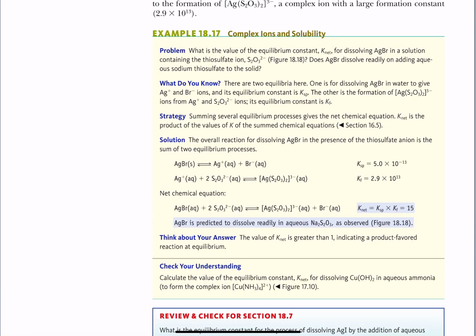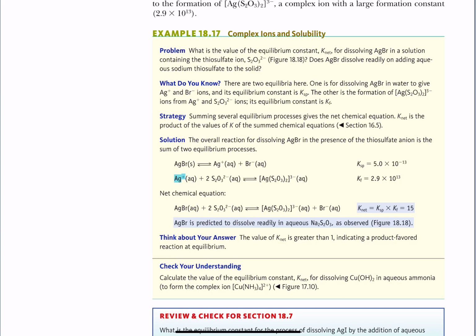The last example in this section on complex ions shows what happens when we add a soluble thiosulfate like sodium or potassium thiosulfate to a solution of silver bromide. Silver bromide is marginally soluble, 10 to the minus 13, as you can see by the first equilibrium equation. But if we take those silvers and now add some sodium or potassium thiosulfate, those silvers will combine with the thiosulfates to create this complex ion, which has a formation constant that is very large, 10 to the 13th.